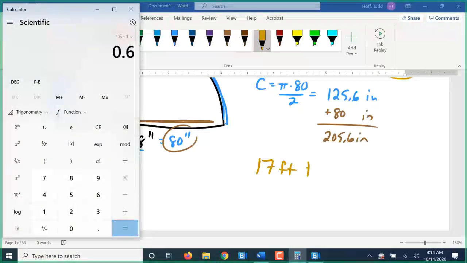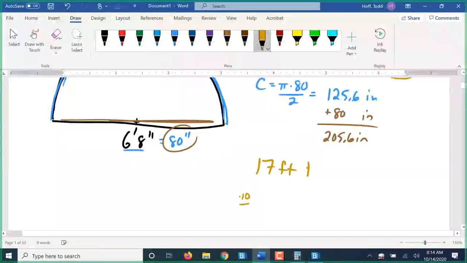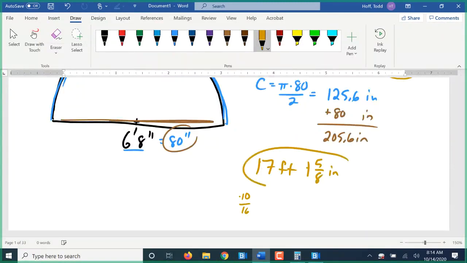So on the calculator, I'll subtract off the 1 full inch. I'm going to 16th, so I'm going to take the 0.6 times 16. You get 9.6, which is going to round to the nearest whole number of 10. That's 10/16, 5/8 of an inch. So 17 feet, 1 5/8 inches.